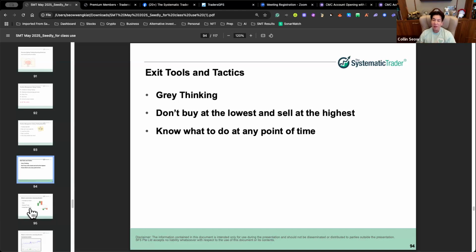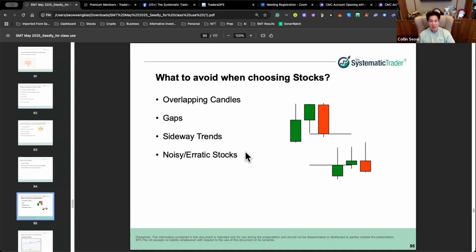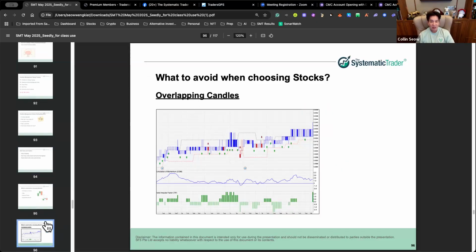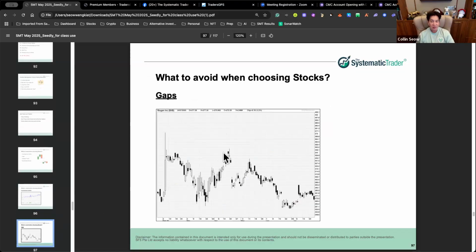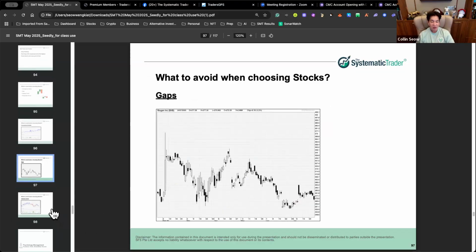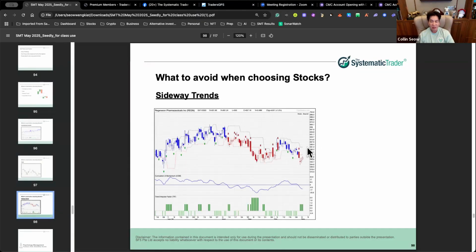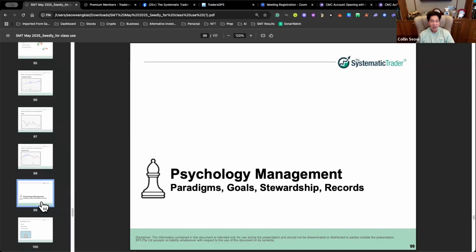The portfolio is my capital. Yes, for swing trade. This one I covered already just now: overlapping candles, gap, sideways trend. I believe I already covered it. Overlapping candles will be something like this. Gaps: pharmaceutical stocks, retail stocks, cyclical stocks. Sideways trend, make sure it's 6 months.